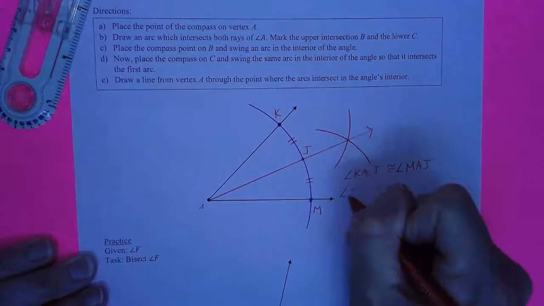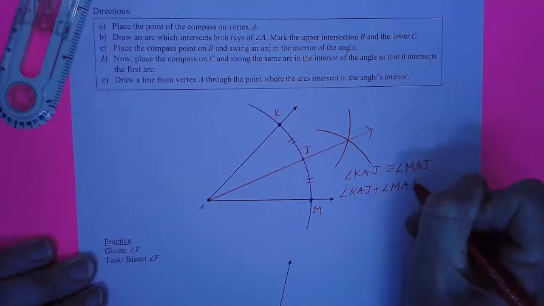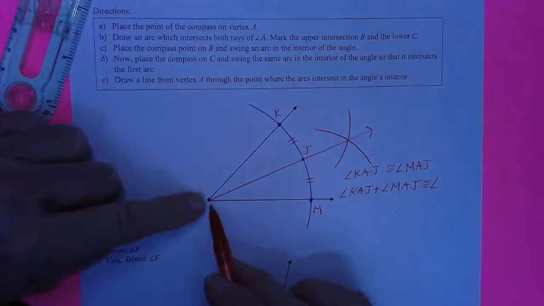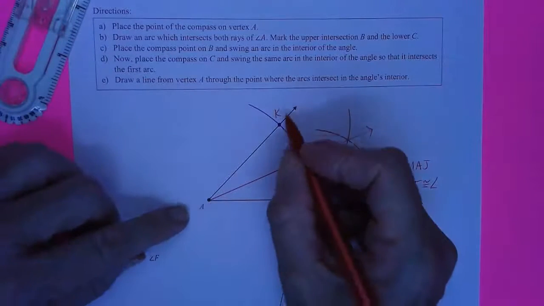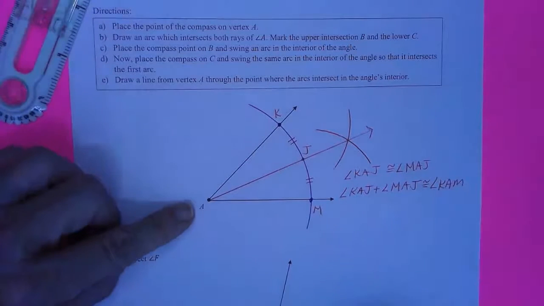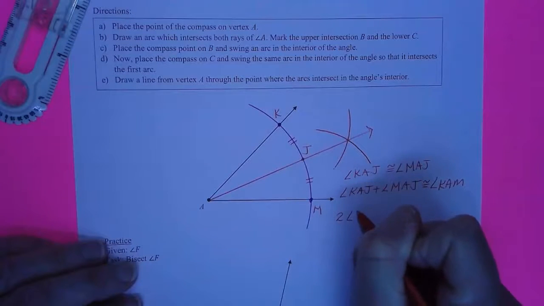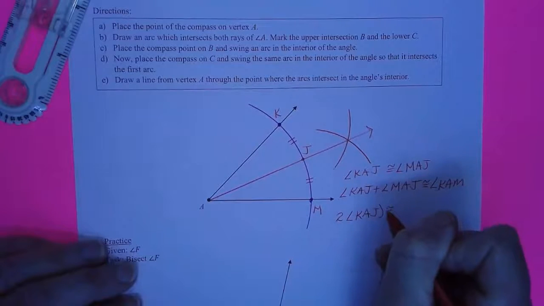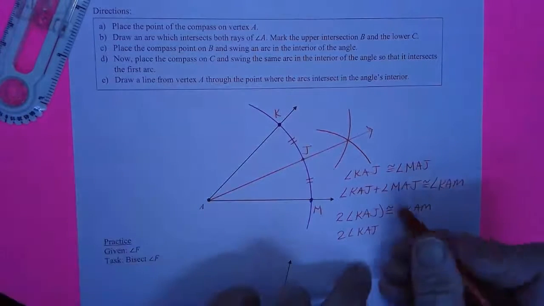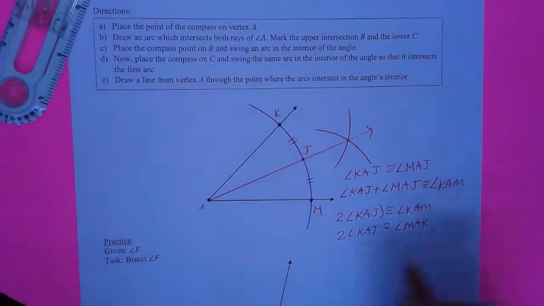I can say angle KAJ plus angle MAJ is congruent to this whole larger angle that we called angle A, but we started with angle A. So why don't I call it KAM, original points that are very distinct to this picture. I say 2 of angle KAJ would be congruent to angle MAK. We know I can put those in either order as an angle.